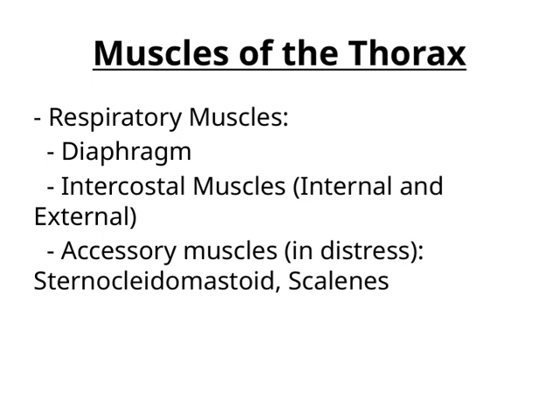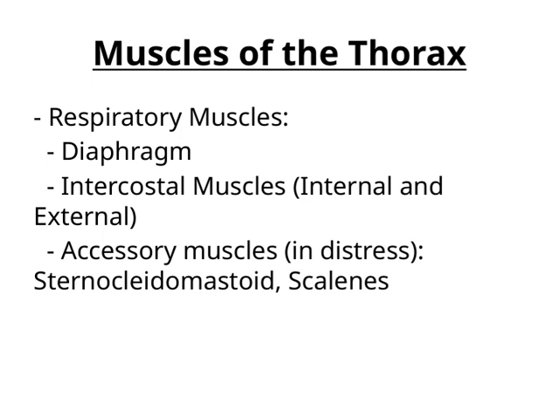Next, there are the intercostal muscles, which are divided into internal and external groups. The external intercostals help elevate the ribs during inhalation, expanding the thorax, while the internal intercostals are more active during forced exhalation, assisting in depressing the ribs.